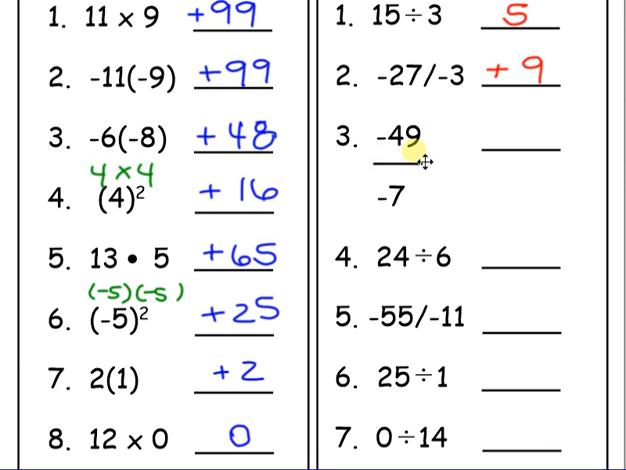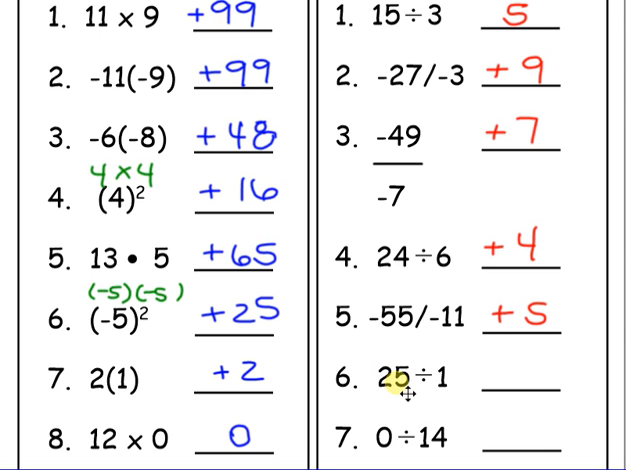Here I have negative 49 divided by negative 7. Well, negative divided by negative, I know my answer will be positive. 49 divided by 7, the answer is 7. Here I have positive 24 divided by positive 6. Positive divided by a positive, I know is positive. 24 divided by 6 is 4. Negative 55 divided by negative 11. A negative divided by a negative is a positive. 55 divided by 11 is 5.